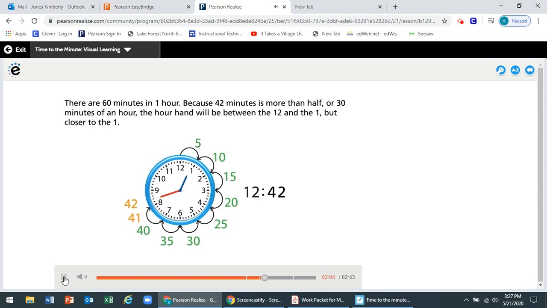There are 60 minutes in 1 hour. Because 42 minutes is more than half, or 30 minutes, of an hour, the hour hand will be between the 12 and the 1, but closer to the 1.